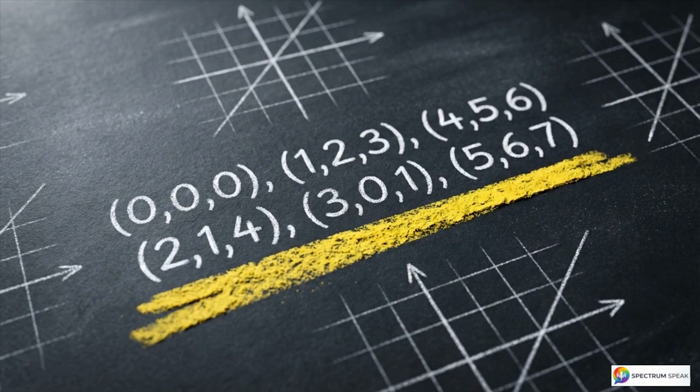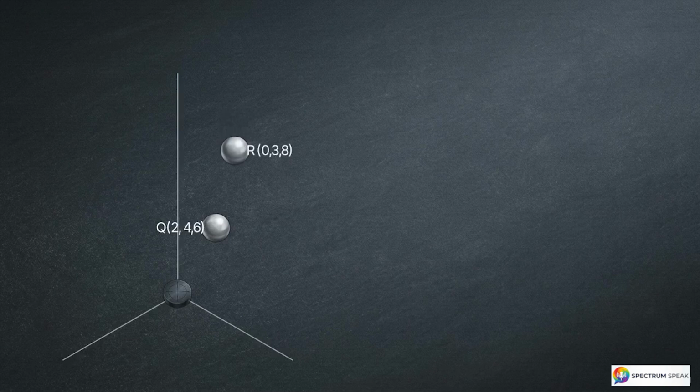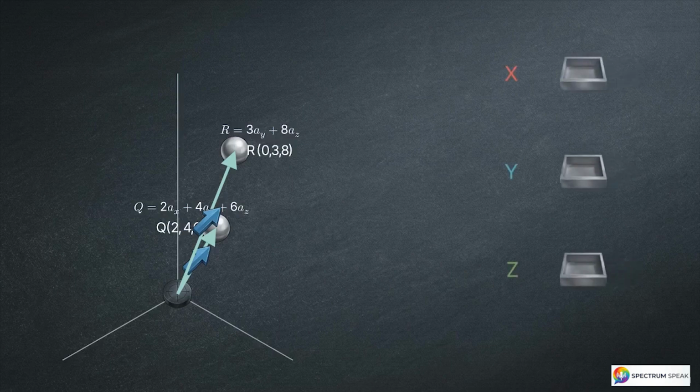Let's put this into practice using coordinates from the textbook's exercise 1.2. Our source will be point Q at 2, 4, 6. Our destination is point R at 0, 3, 8. Step 1 is converting point Q into its standard position vector format using unit vectors. This gives us 2ax plus 4ay plus 6az. Step 2, we do the same for point R. Since the x-coordinate is 0, the position vector simplifies to 3ay plus 8az.